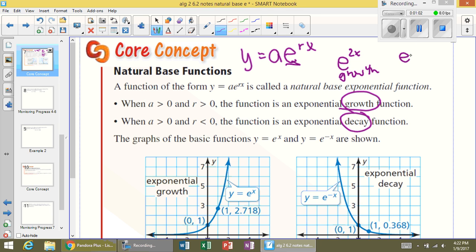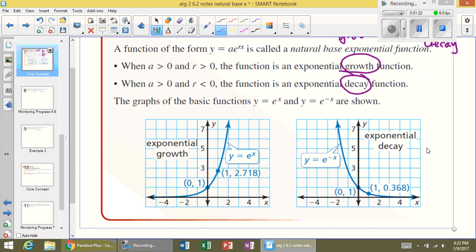If it's e to the negative 2x, it's going to be decay because, remember, a negative exponent causes this to become a fraction. So 1 over e to the 2x power. And this is now smaller than 1, and so that's why this is going to be a decay function.